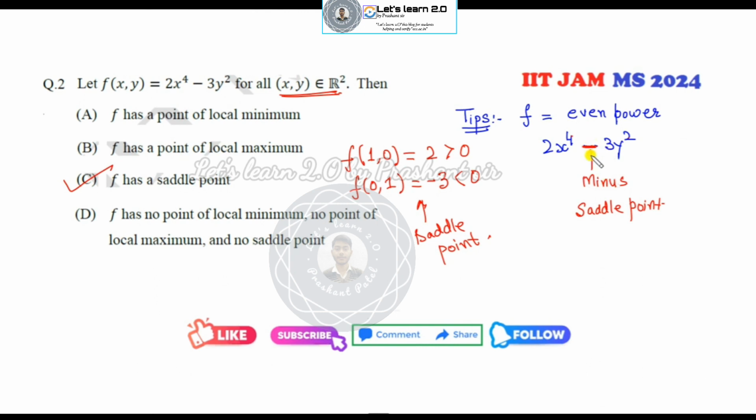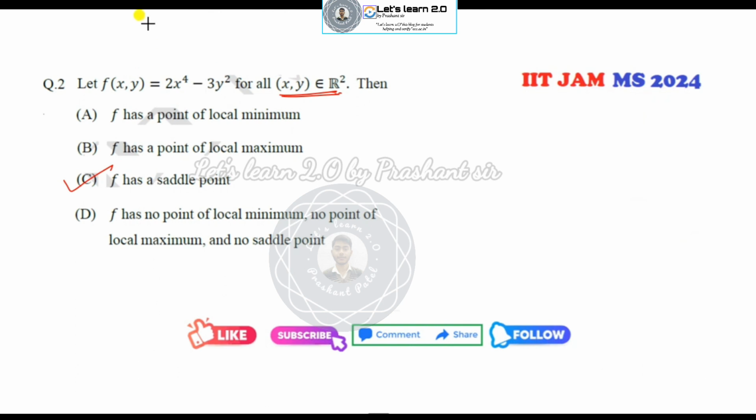On the other hand, if it is a positive sign, then this is always greater than 0, and you always have a maxima or minima here. This is one more method. Instead of this, how can you find it? You always set the first derivative to 0 and find the critical point.